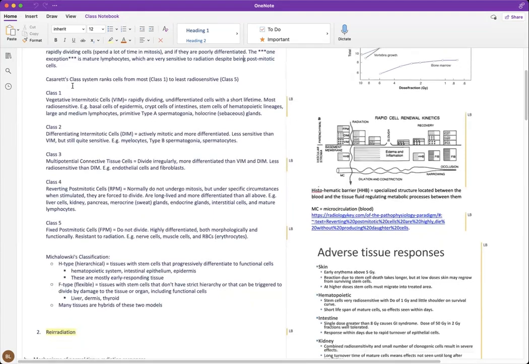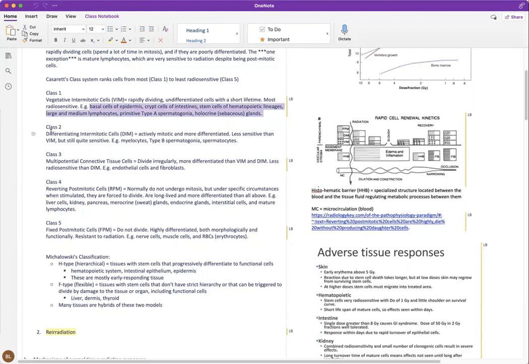There's something called the Casarett's class system rank, which was a way of classifying cells from most radiosensitive, class 1, to least sensitive, class 5. And these were named: class 1, vegetative cells, rapidly dividing undifferentiated cells with a short lifetime, most radiosensitive, and these include these types of cells highlighted here. Then there are class 2.